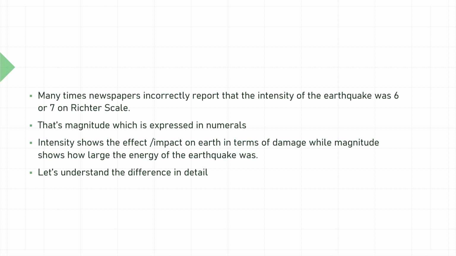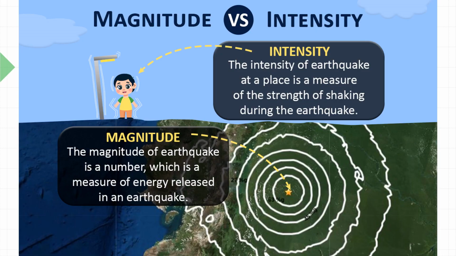The magnitude of the earthquake is expressed in numbers, in numerals like 1 to 10. Intensity, on the other hand, shows the effect or impact on the earth in terms of damage. How many people have died, how many buildings have fallen, was it only shattering of the windows, or was it that the buildings have fallen? Have the roads been opened apart? Things like that. Let's understand this difference in detail.